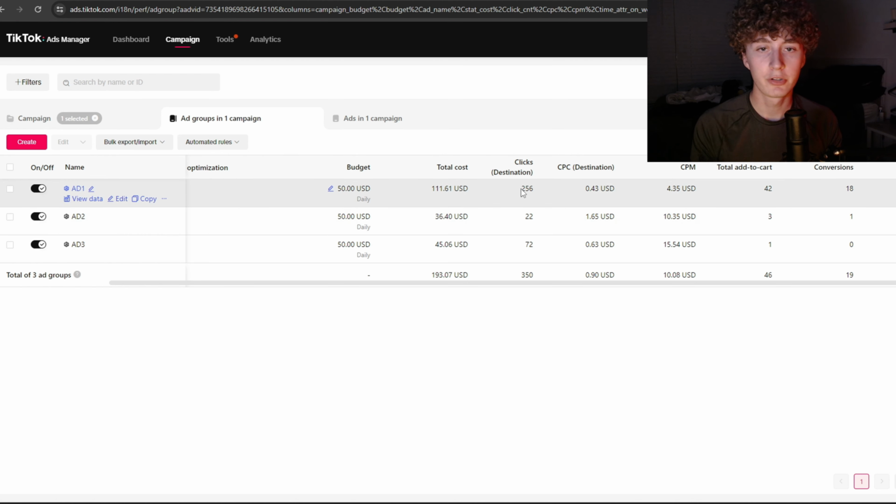$100 spent, 250 clicks, 43-cent CPC, $4 CPM, 42 add to carts with 18 conversions with a $6.23 CPA. Very good. Not much needs to be said about this ad group. If you get an ad group like this, low CPC, high conversions, a lot of buying intent, you're good, right? You're good. Move it into a scaling campaign, whichever scaling campaign or strategy you would like.